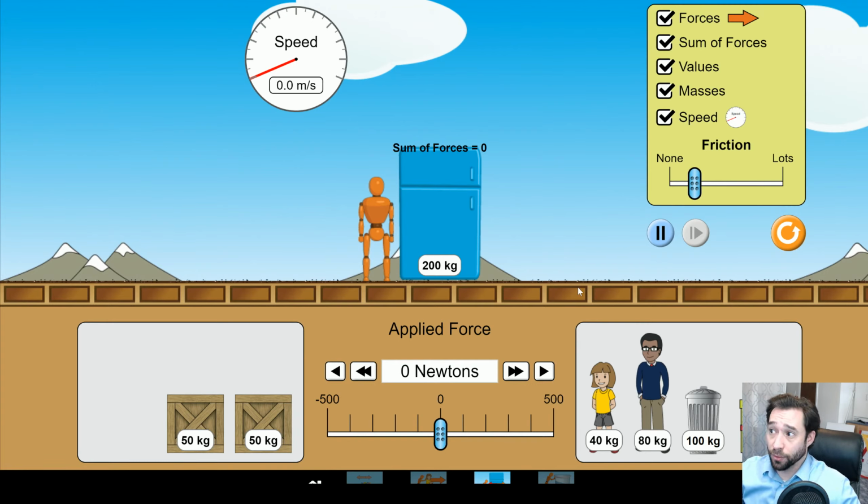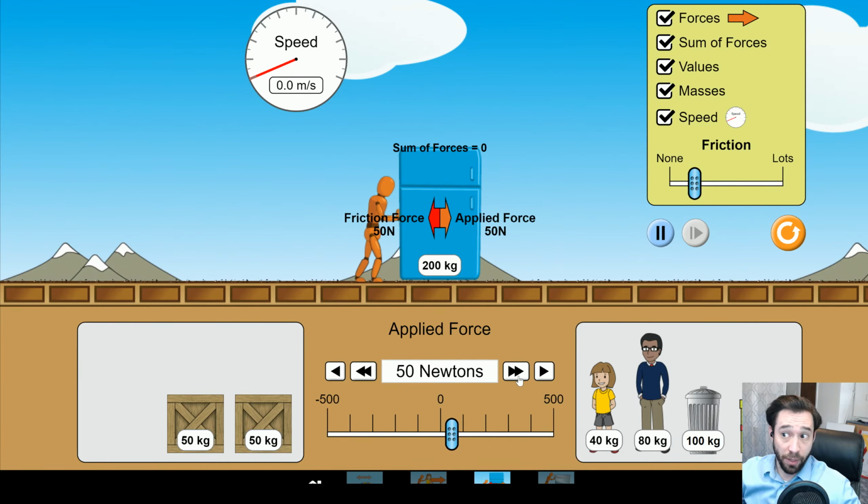So what I'm going to do is I'm going to increase the amount of force that I'm applying. Now, while I'm doing this, I want you guys to notice what happens to the frictional force.